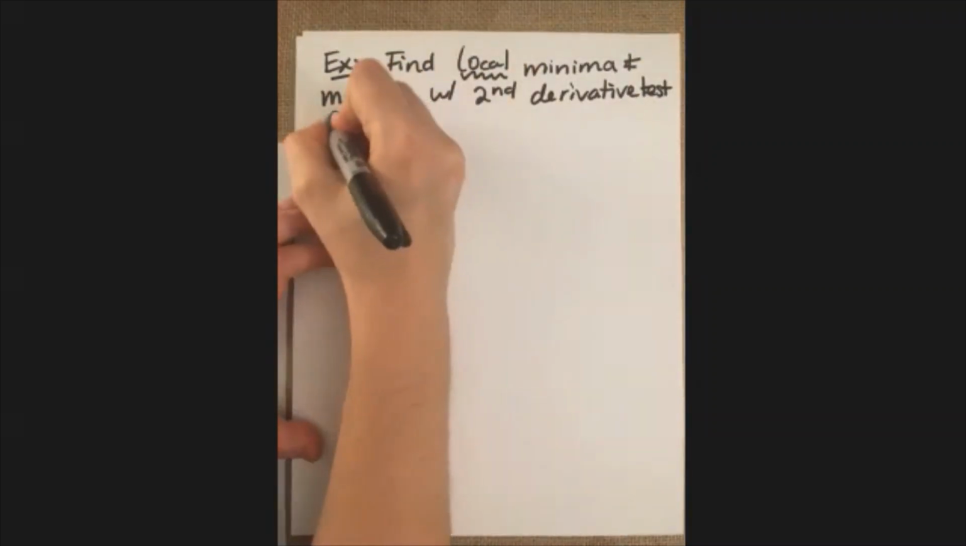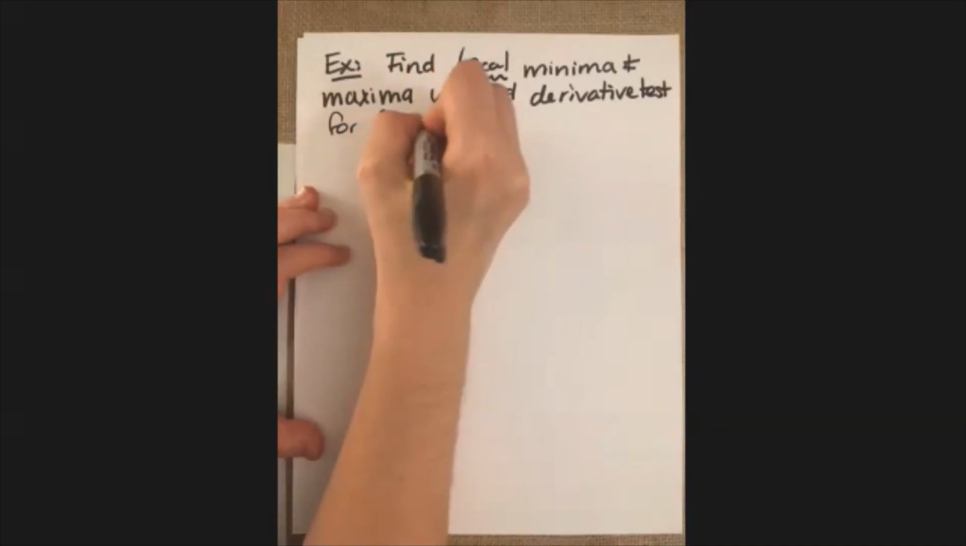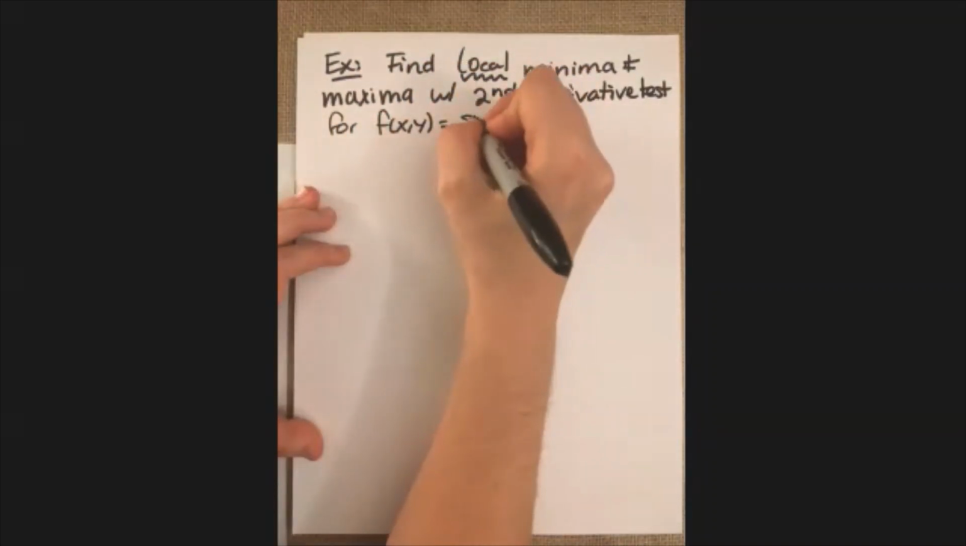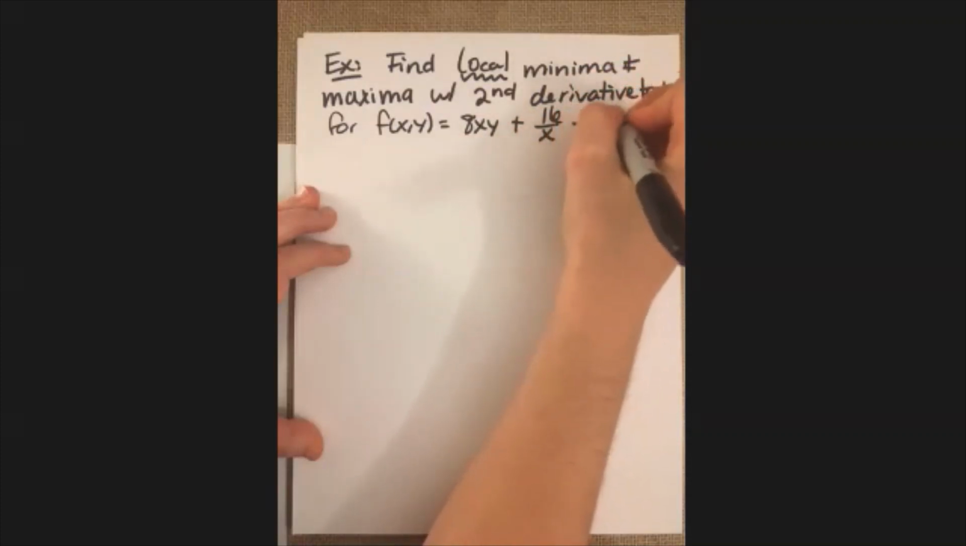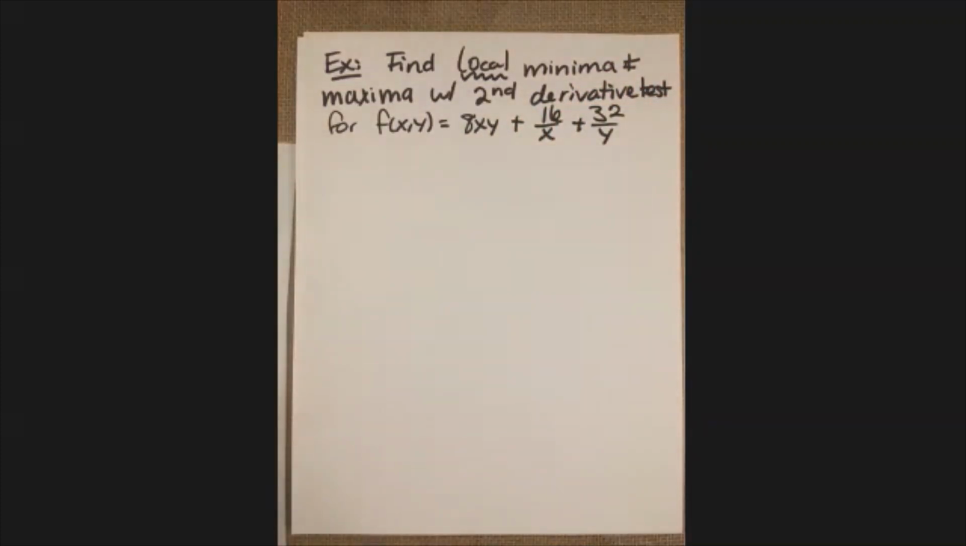for the function f of (x, y) equal to 8xy plus 16 over x plus 32 over y. Okay, so before we can do anything else, before using the second derivative test, same idea as in Calc 1, we need to find critical points first.